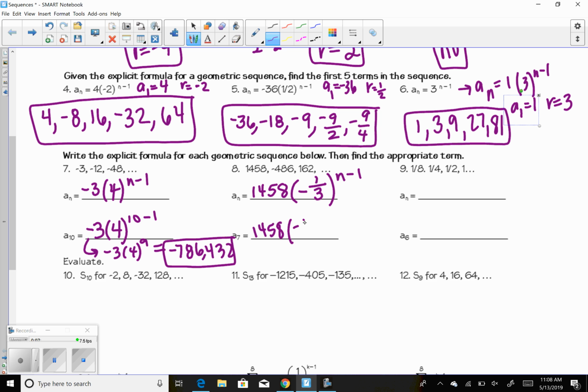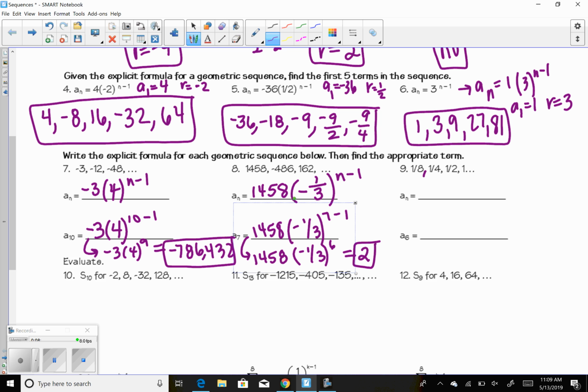So 1,458 times -1/3 to the 7 minus 1. And again, 7 minus 1 must go in parentheses, or you just do to the 6th power. So I'm rewriting, and I'm going to use to the 6th power. So in the calculator, you plug it in exactly like it looks. 1,458 parenthesis, -1 divided by 3, close the parenthesis, and then do caret 6, because 7 minus 1 is 6. And you should get a 2.